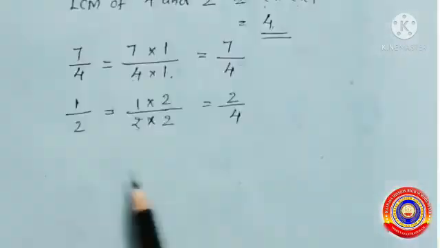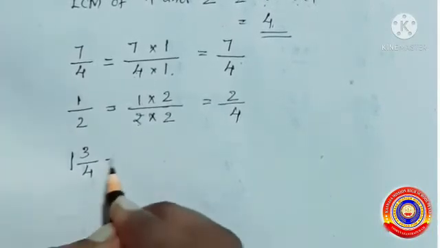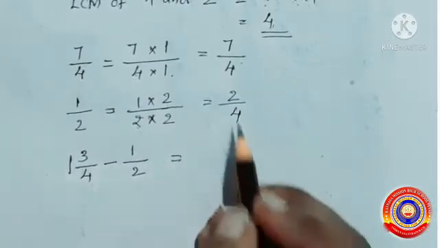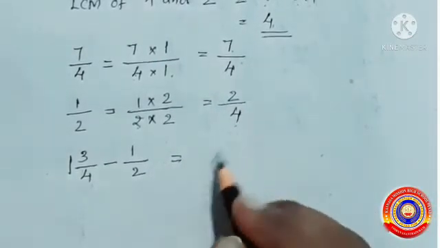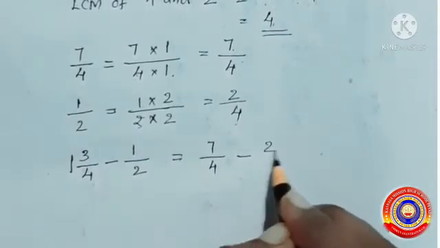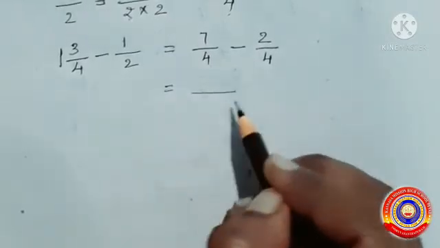Now subtract these numbers. 1 and 3 by 4 minus 1 by 2 is equal to 7 by 4 minus 2 by 4. Now write the denominator 4.